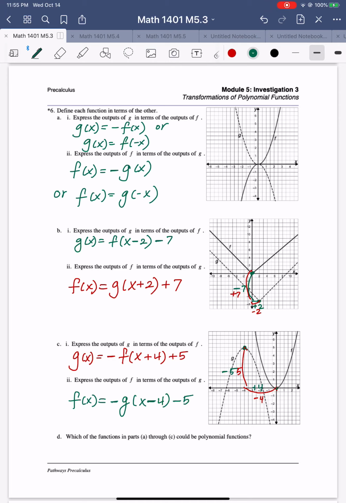Now, which of the functions in parts A through C could be a polynomial? A polynomial function graph has to be smooth, continuous, and nicely curvy. So A and C are polynomials. B is not a polynomial. This is actually the absolute value function, so whatever number you use, it always becomes positive. All right, thank you for listening.